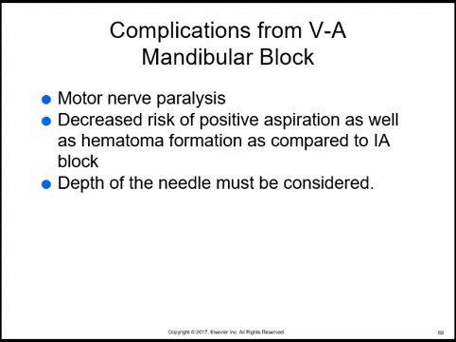Because the motor nerve paralysis develops as quickly or quicker than the sensory anesthesia, the patient with trismus will begin to notice increased ability to open the jaws shortly after the deposition of the anesthetic. And there's decreased risk of positive aspiration as well as hematoma formation as compared to the IA block. The depth of needle must be considered with this injection. You don't want to go too deep.